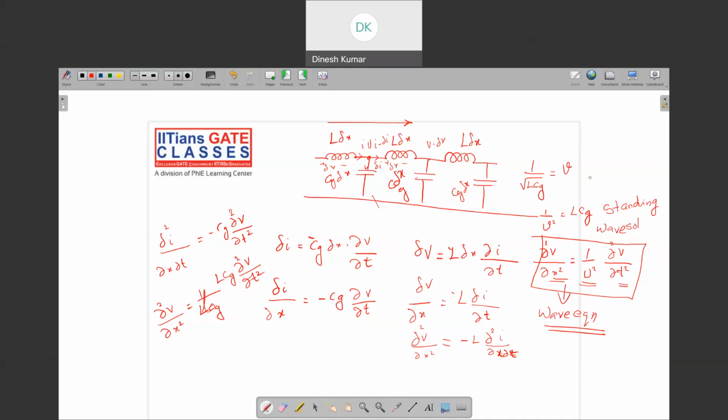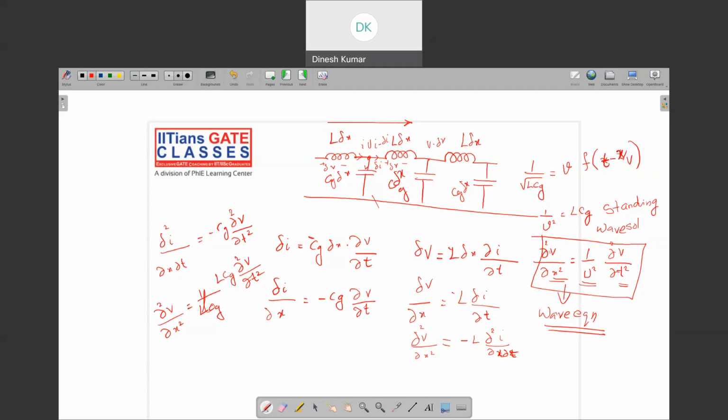So the general solution will be something like f of t minus x by v. Sorry, f of t minus x by v. That is dimensionally correct. Okay. Time, and x by velocity, that is distance by velocity. So like this, you can find a general solution. Okay, these are actually higher level differential equations, you don't need to worry about it.